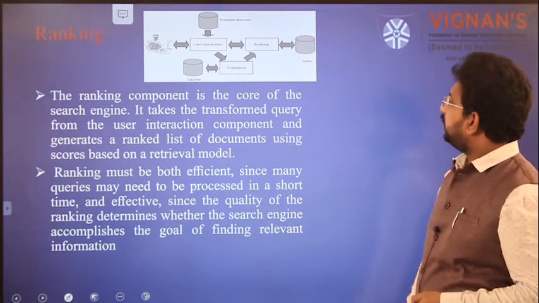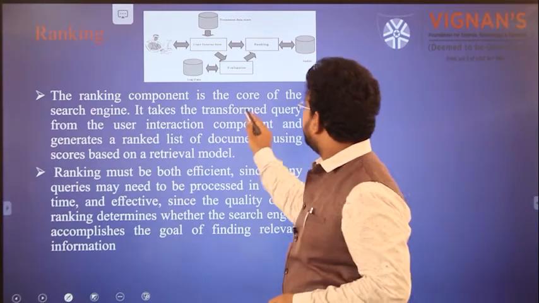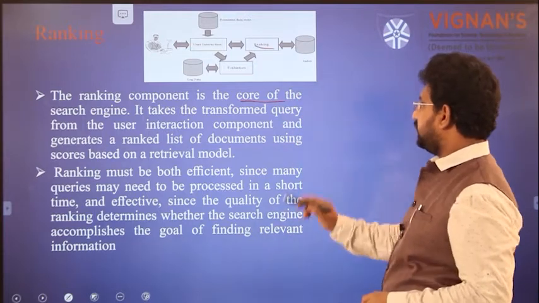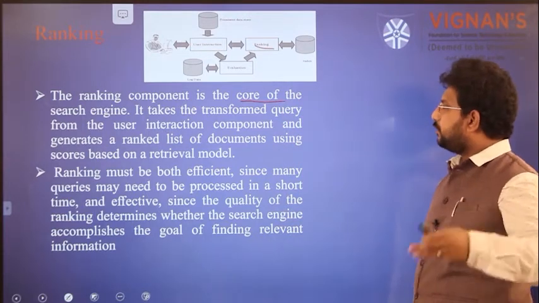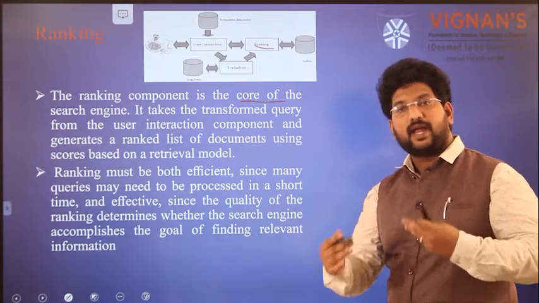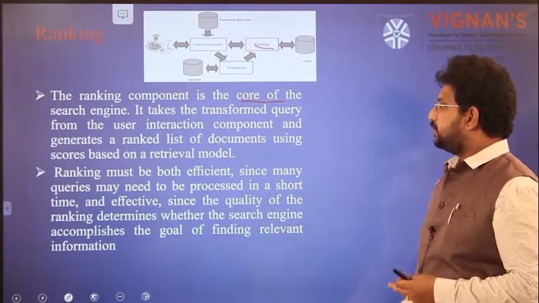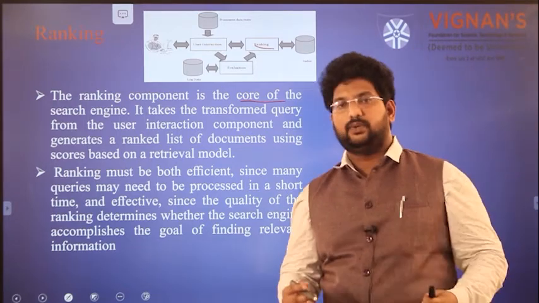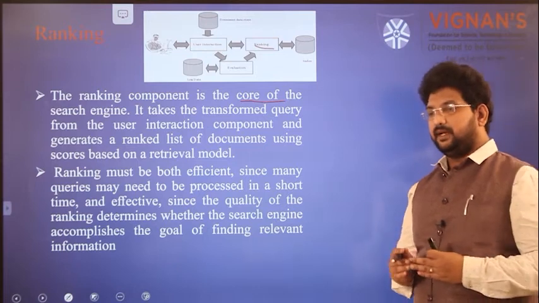The ranking component is the core component of the search engine. It is one of the main core components of the search engine. It takes the transformed query from the user interaction component and generates a ranked list of documents using scores based on a retrieval model. Now I will give a small example.